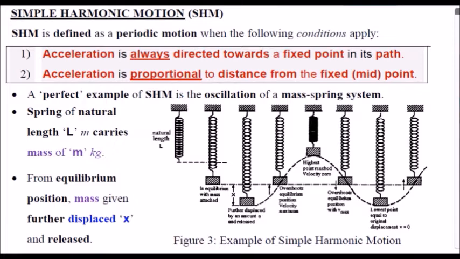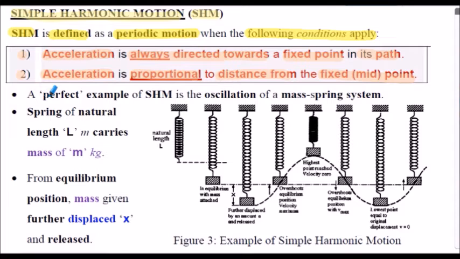Let's consider simple harmonic motion, SHM for short. SHM is defined as a periodic motion when the two following conditions apply. Condition 1, the acceleration is always directed towards a fixed point in its path. And secondly, the acceleration is proportional to the distance from the fixed or the midpoint of the motion.